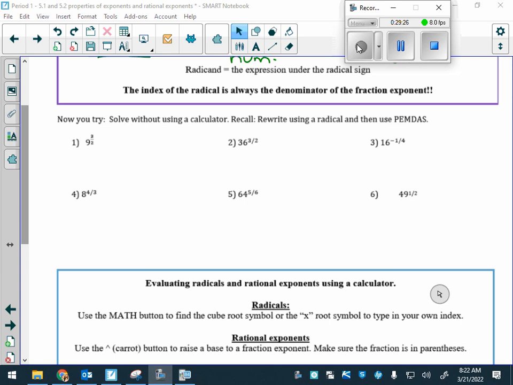Then number 3, the 4th root of 16, which is 2. However, it's 2 to the negative first. Can't have a negative exponent. It ends up being 1/2. Awesome. Any questions on 1 through 3? Yep.